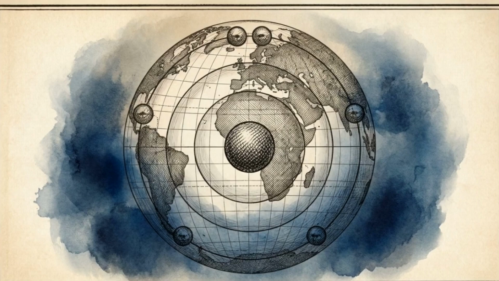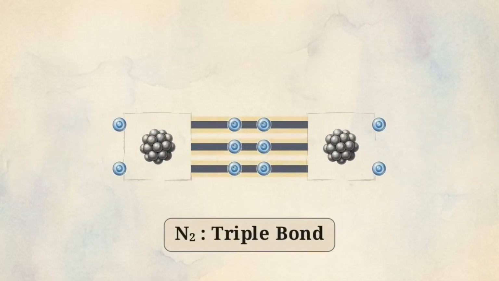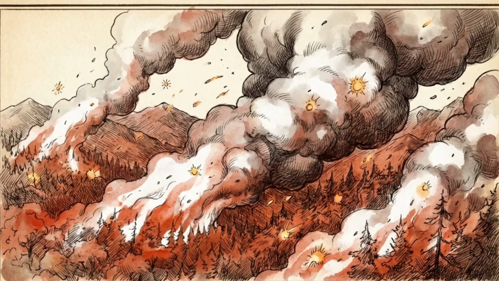These subatomic dynamics determine the roles these elements play in our world. Nitrogen's triple bond is exceptionally strong, resulting in a chemically inert gas. In our atmosphere, this inert nitrogen acts as a crucial diluent for oxygen. Without it, the atmosphere would support rapid and uncontrolled combustion.